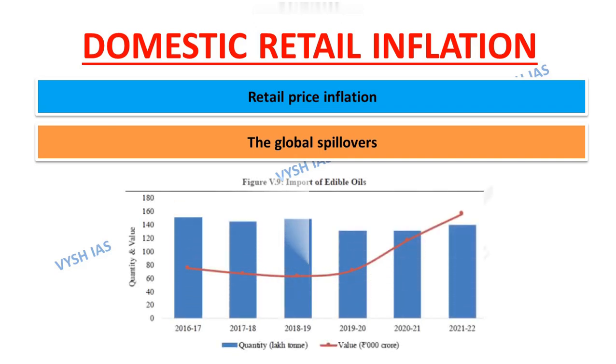Now let's look at this line and bar combined graph. Here the bar graph, which is blue in color, represents the import of edible oils in quantity, that is lakh tons, and the red line represents the import of edible oil in terms of value, that is 1000 crore. Here we can see that in terms of quantity it is very discrete, because in 2016-17 it is up, but it reduces in 2017-18, then again increases in 18-19, and then decreases in 19-20, remains constant in 2021, and again increases in 21-22.